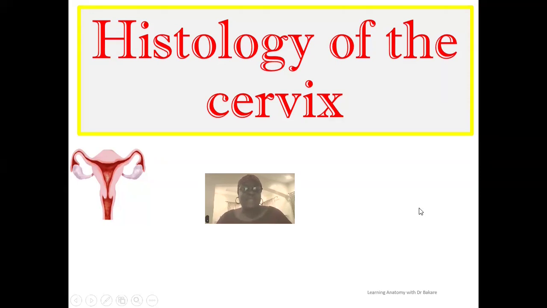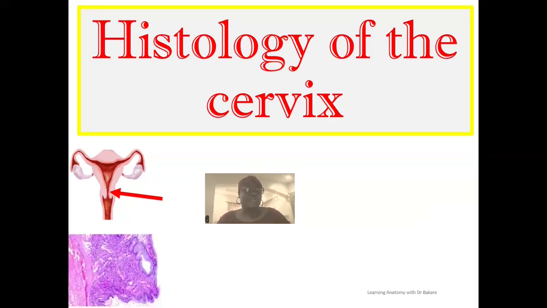Using this image by the side, this is where we have the cervix here, carved in red. The cervix is the inferior narrow region of the uterus. And if you take a portion of this region and you process it into a histological section, this is the kind of configuration that you would see. In this lecture, we would be highlighting the different layers of the cervix, and we'll be relating their features with the functions that they perform.